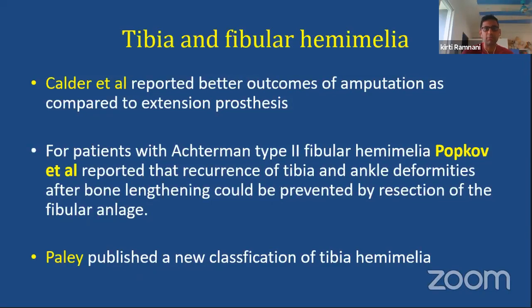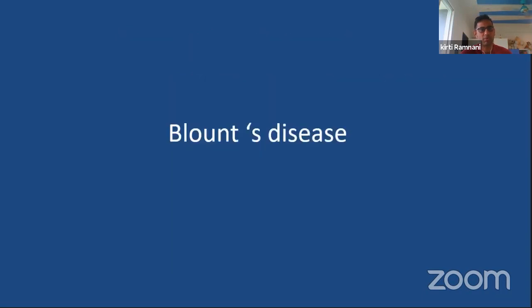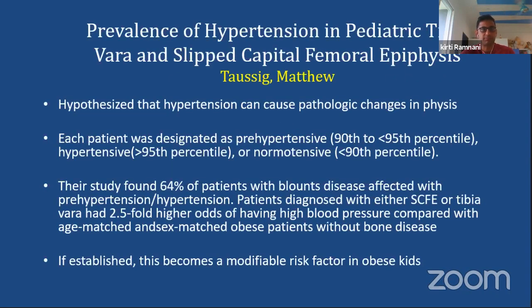For hemimelias, the main publication was by Paley in 2016, the new classification of tibial hemimelia. Otherwise, the rest of the things are more or less what we already know. So in Blount's disease, Taussig studied the prevalence of hypertension.